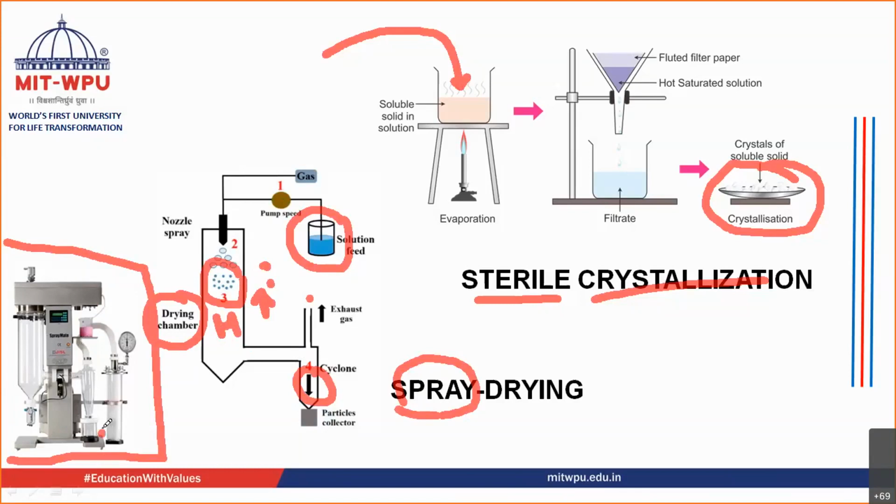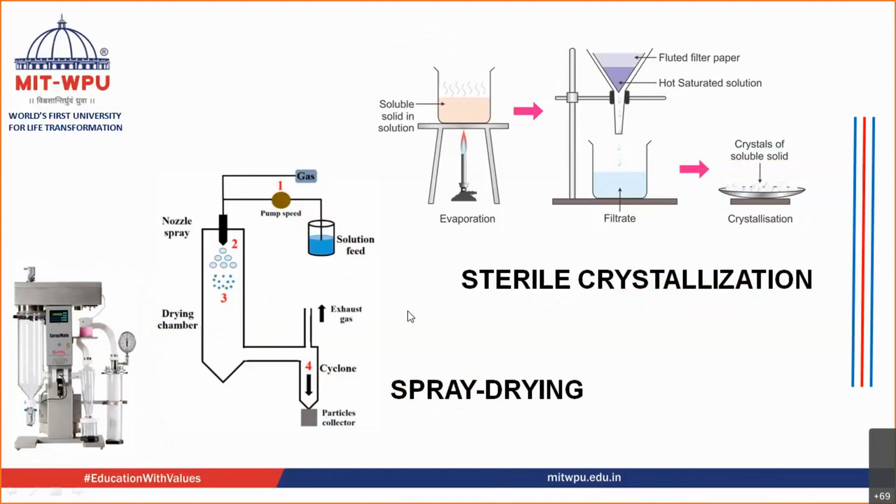So this is where the final product is collected. This is your solution, which is pumped inside the chamber. This is the chamber where it has been pumped inside, and then the exhaust is removed from here. Through this pipe the exhaust is getting removed, right? And here is where you get the final product. Understood? So these are the three methods by which you can prepare dry powders.